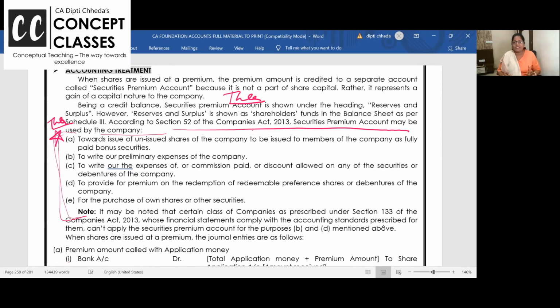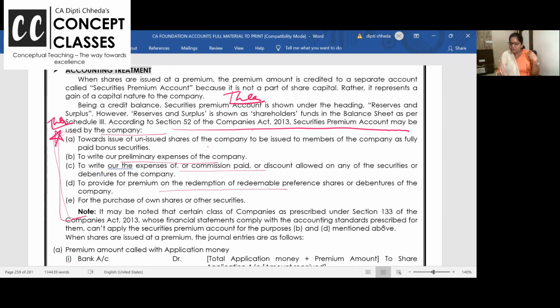I will teach you that in pre-post. Bonus shares is the name of the chapter. When you want to allot extra shares to existing shareholders for free, that is called bonus shares. For that you can use it to write off some losses and preliminary expenses, to write off other expenses such as discount, and to provide for premium on redemption of preference shares.